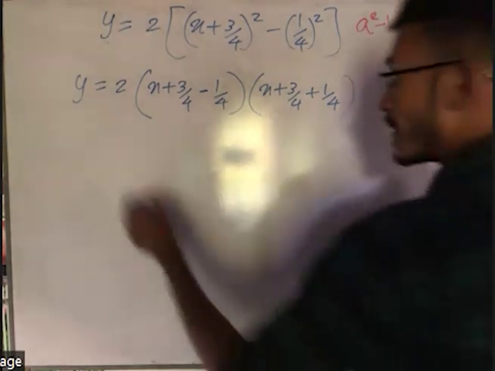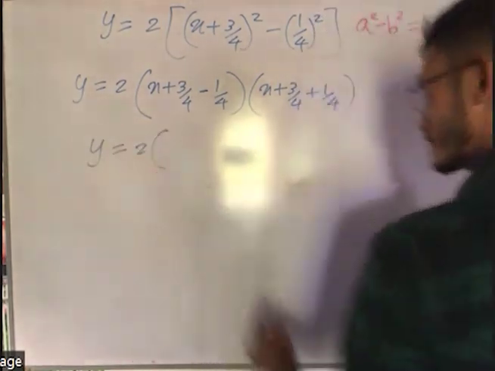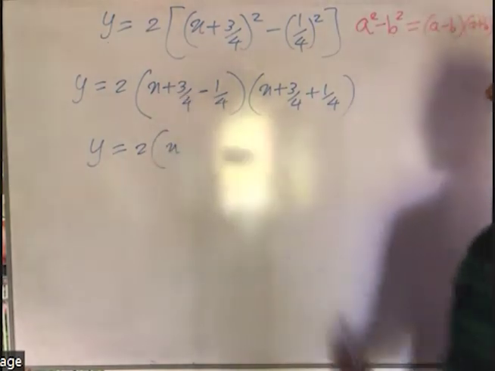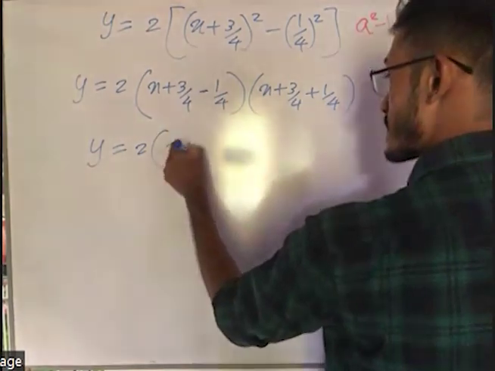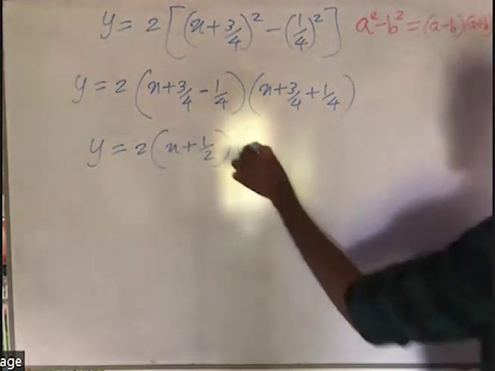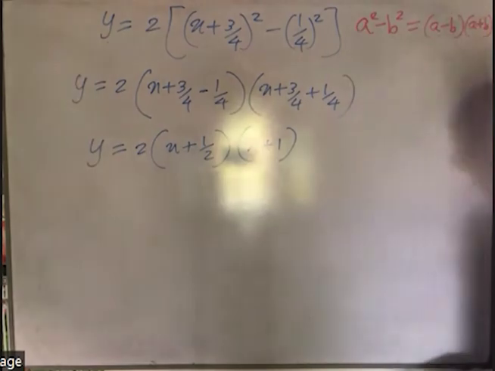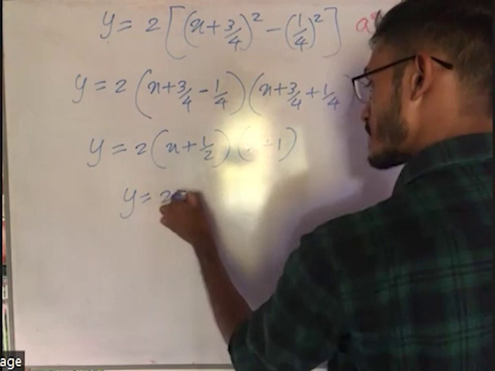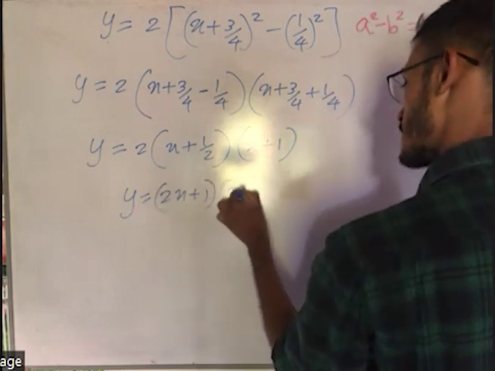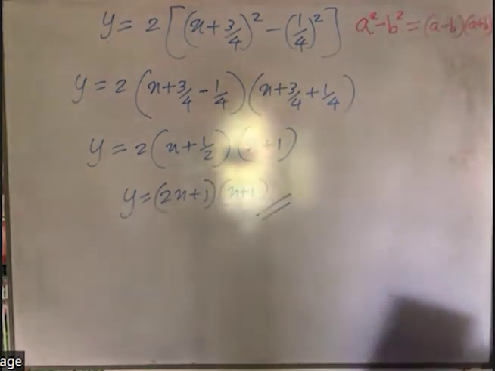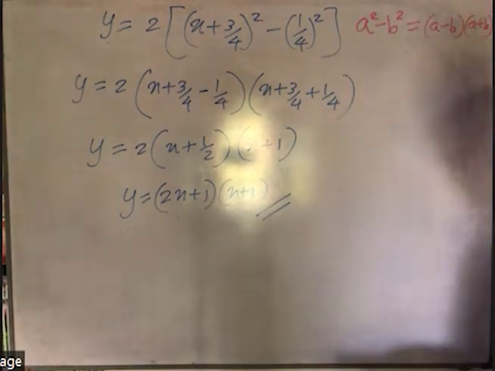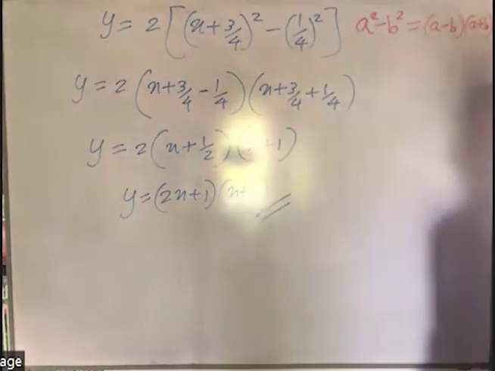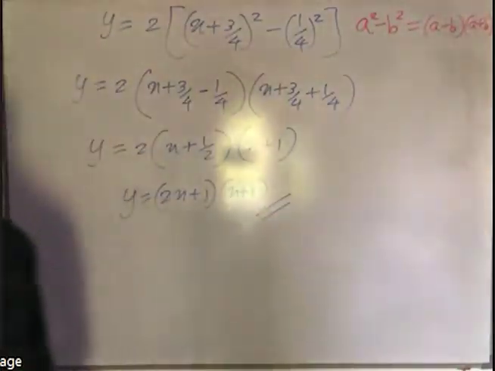Now we can simplify this: y equal to 2 into, if you simplify, x plus 3 over 4 minus 1 over 4 is 2 over 4, that means half. Here we have x plus 1. Now we can multiply this factor by 2, then y equal to (2x plus 1) into (x plus 2). So in this way we can factorize or simplify a quadratic function. This is the completing the square method.